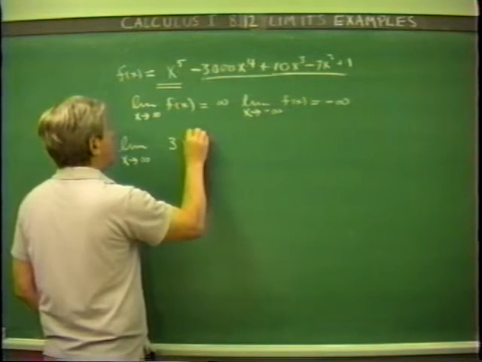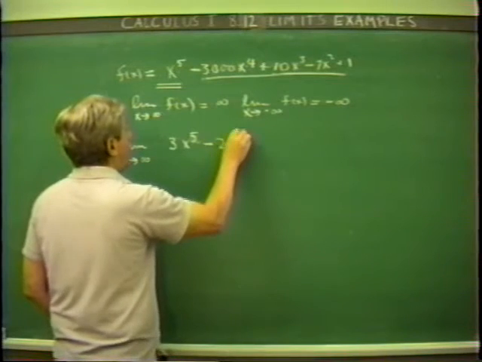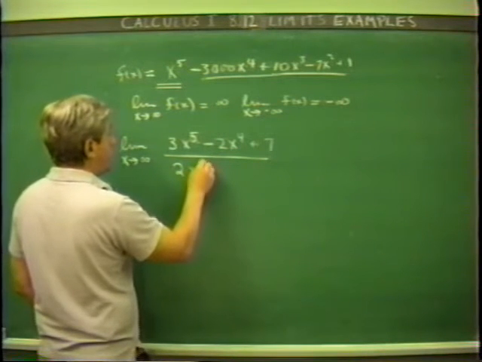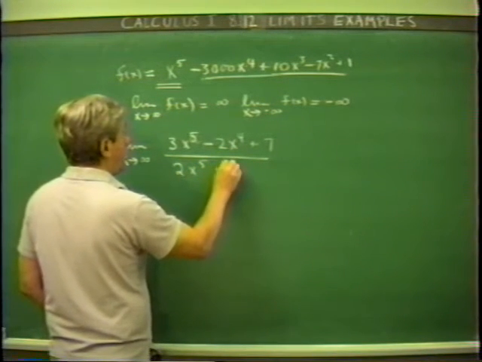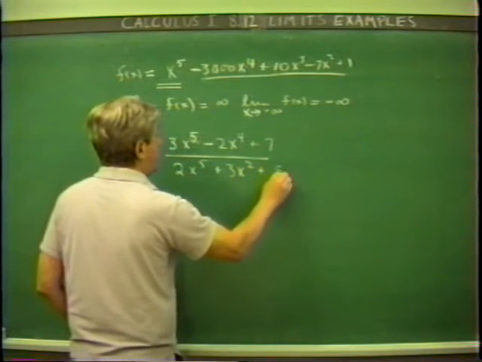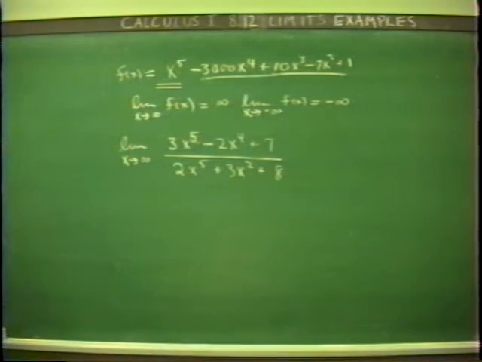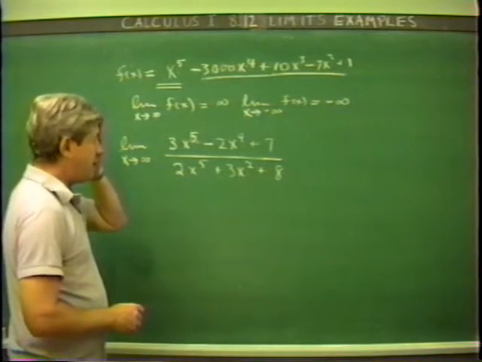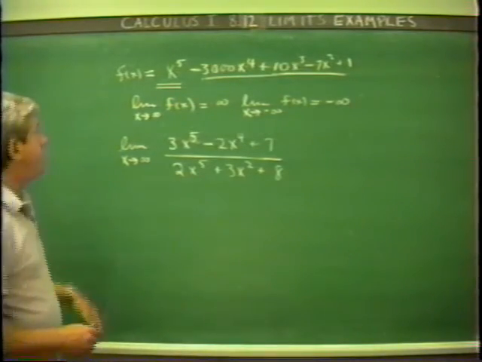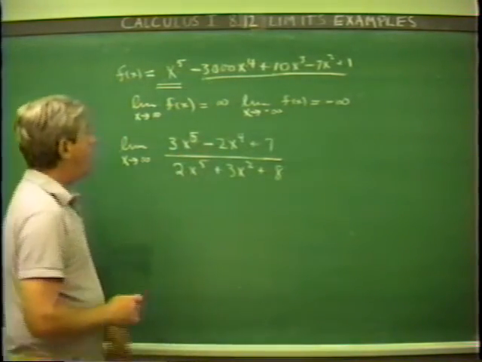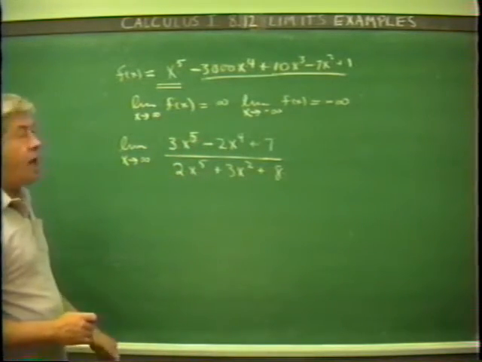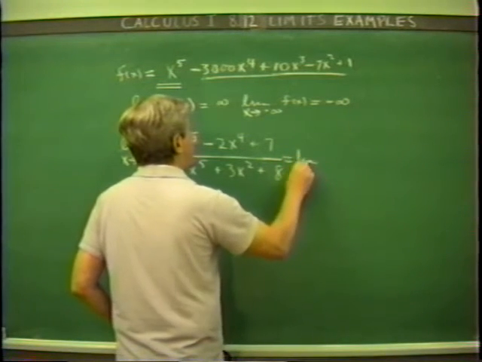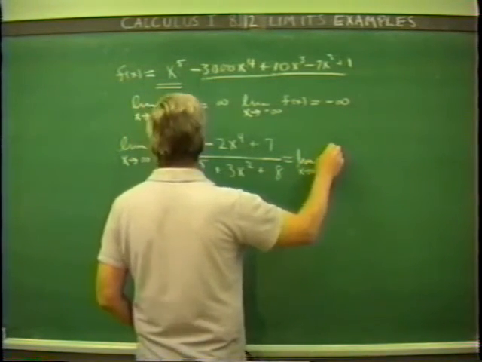Let's take a look at the limit as x approaches infinity of 3x to the fifth minus 2x to the fourth plus 7 over 2x to the fifth plus 3x squared plus 8 as an example here. Now, clearly the numerator approaches infinity, the denominator approaches infinity. It's not clear as a consequence what happens. But you can always determine what happens to a particular rational function by taking the highest power of x and dividing the numerator and denominator by it.